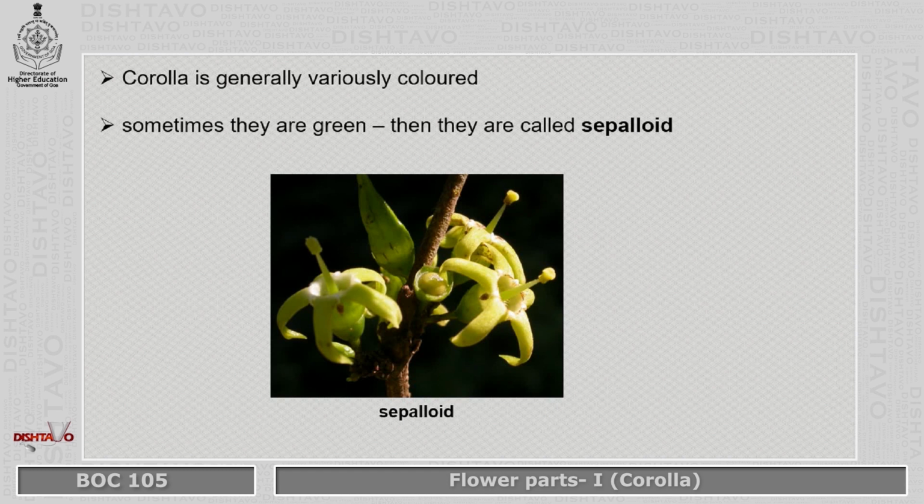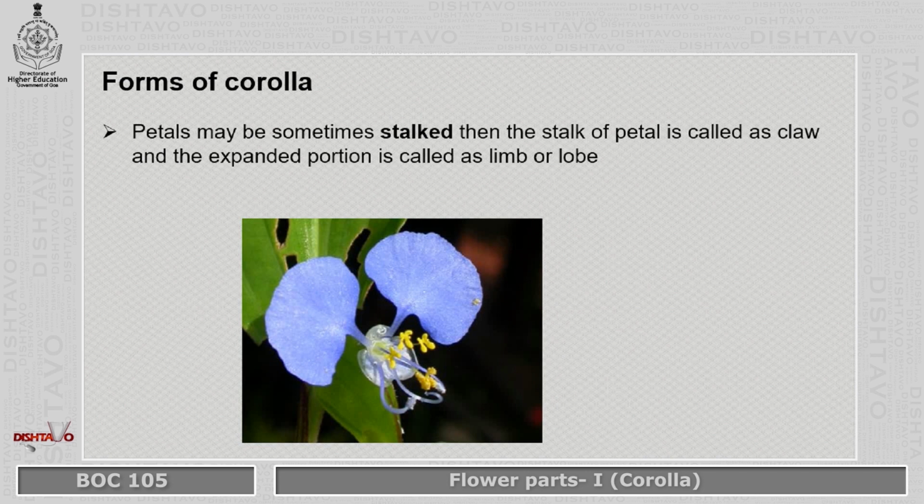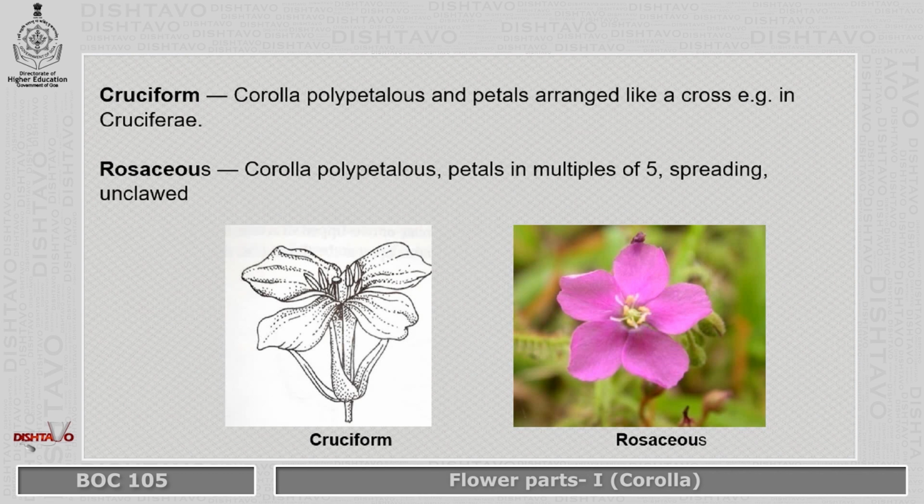Forms of corolla: we have another type of corolla which is called stalked corolla. Here the petals have a stalk at the base, and the expanded portion is called limb or lobe. Cruciform corolla: in cruciform corolla, the corolla is polypetalous and the petals have a stalk and a lobe, as we have seen previously, and then these petals are arranged in a cross fashion. This particular kind of corolla is found in family Cruciferaceae.